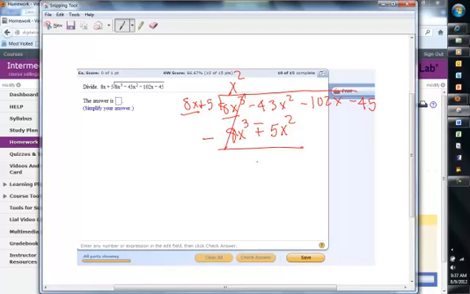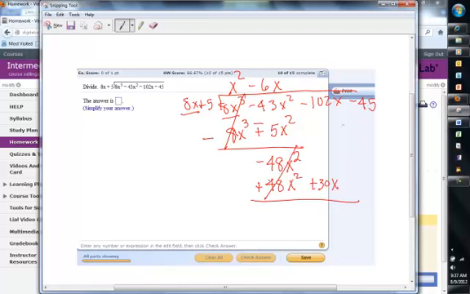These go away, and you get negative 48x squared. How many times does 8 go into 48? It goes in there 6 times. So it'll be 6x. Negative 6x times 8 is negative 48x squared. Negative 6 times 5 is negative 30x. Now we're going to subtract, which changes these to plus.